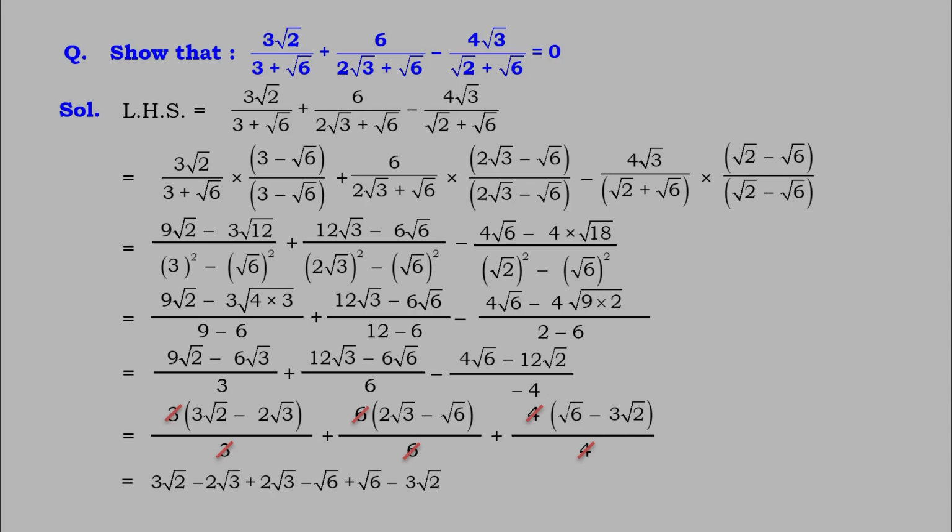And if you take a look, now we can cut these numbers and at the end we will get 0, which is equal to the right hand side. So hence it is proved. So finally you can write hence proved.